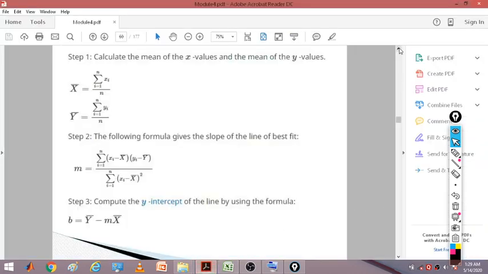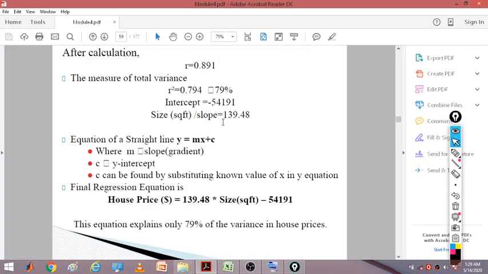We have obtained 139.48, that is your slope m, and the intercept is minus 54191, so that is your b, or in the equation you can call that the c value.